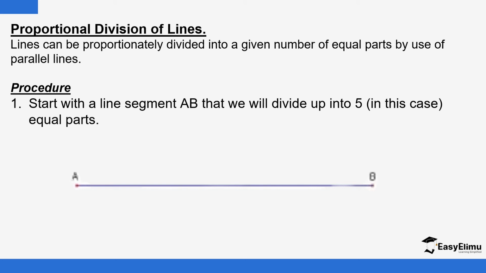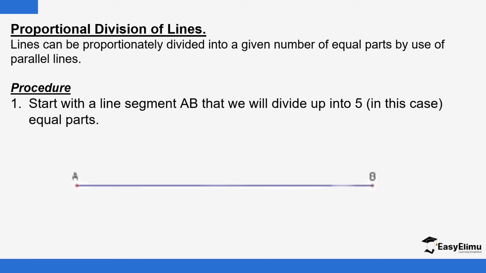So the procedure is that we start with a line segment AB that will be divided into a given number of equal parts. A given case scenario is whereby this line is going to be divided into 5 equal parts. It must not necessarily be 5. It can also be 6, 7, 8, 9, and even 10. So we have just picked 5 to help us with the illustration on how you can divide a line into a given number of equal parts. This is what we call proportional division of a line, you know, dividing a given line into a number of equal parts.